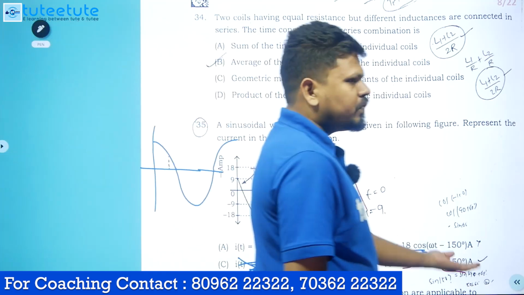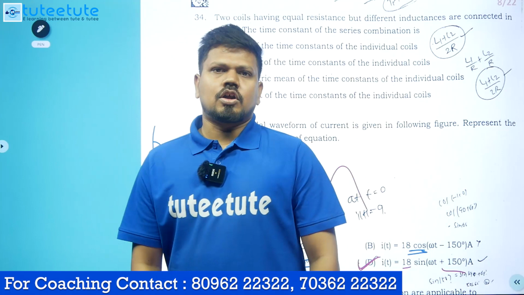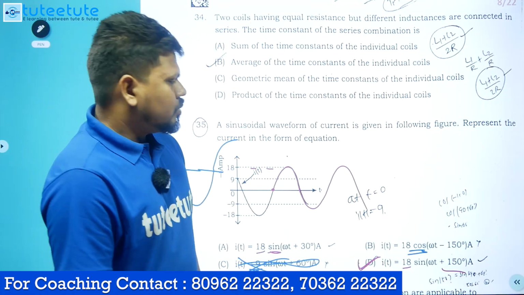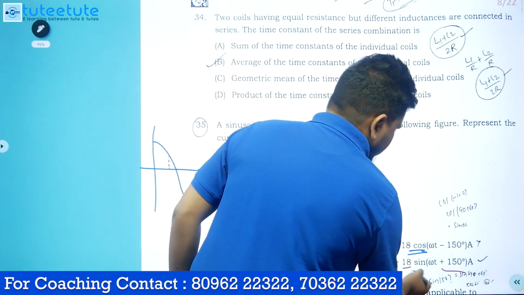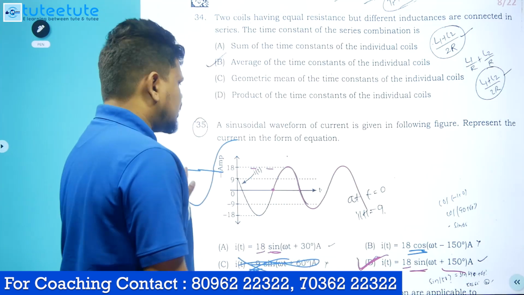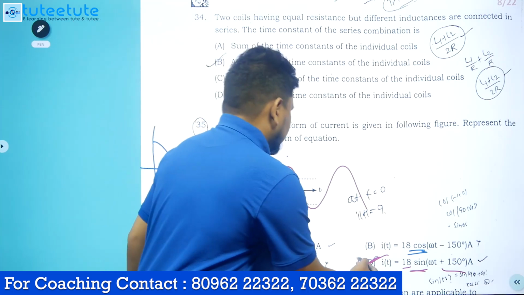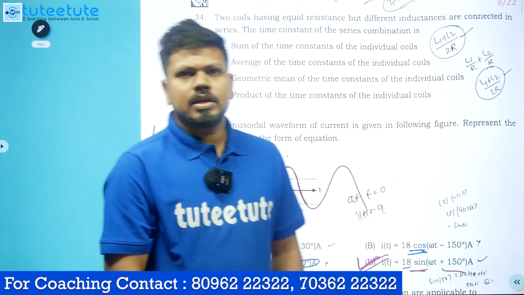Okay, but here 150 is there, so it is definitely wrong. It is not at all possible with a 150 degree shift using a cosine waveform. So the answer for this question is a sinusoidal signal which is shifted by more than 90 degrees. That is the answer for this question. That is option D.